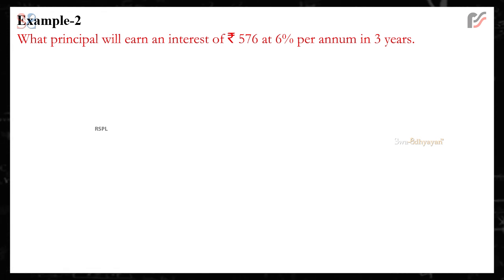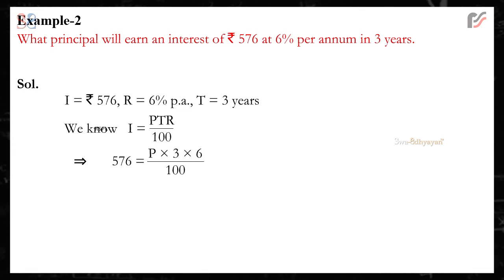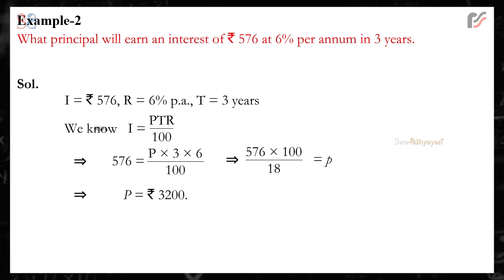Example 2. What principal will earn an interest of Rs 576 at 6% per annum in 3 years? Solution. I = Rs 576, R = 6% per annum, T = 3 years. We know I = PTR/100. This implies that 576 = P × 3 × 6 / 100, which implies 576 × 100 / 18 = P. This implies that P = Rs 3200.